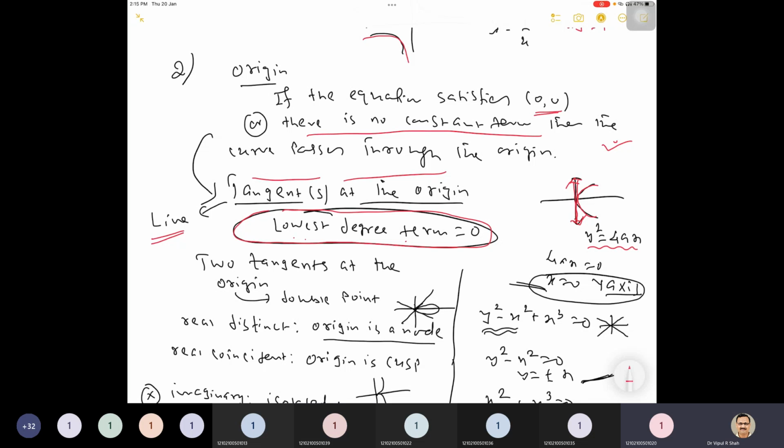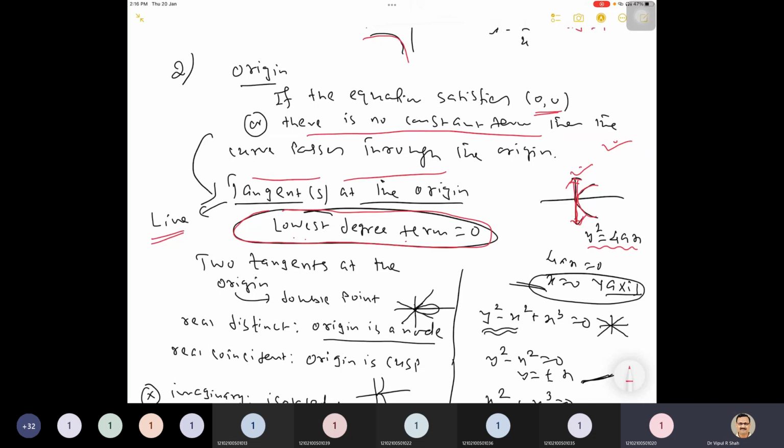Lowest degree term. What is the lowest degree term? 4ax. So 4ax equal to 0. a is not 0, that means x equal to 0. That means y axis. So see that here y axis is the tangent at the origin.